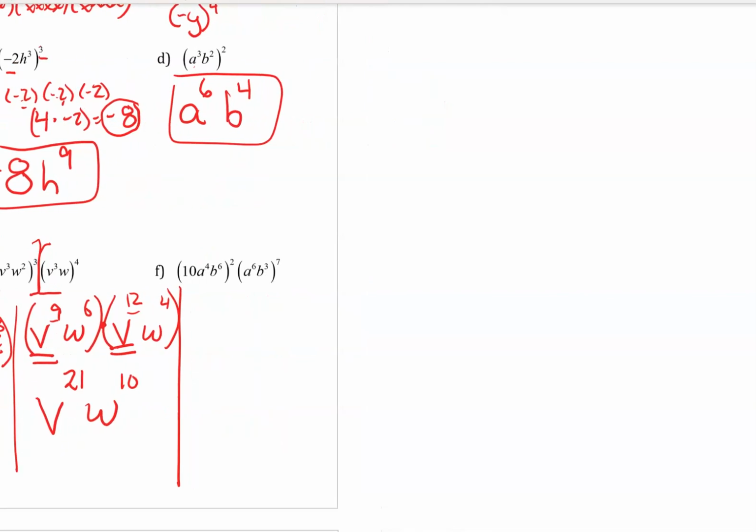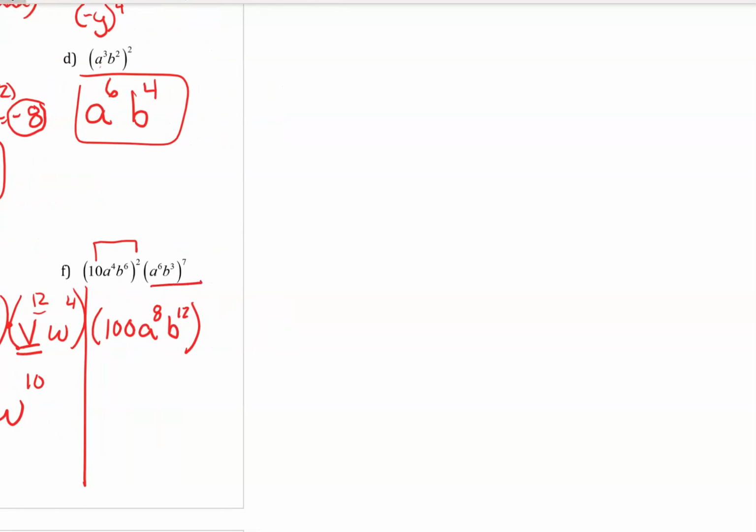For letter F, first, 10 squared, 100. A to the 4th to the 2nd. Multiply the exponents together, a to the 8th. B to the 6th to the 2nd. Multiply those exponents together, b to the 12th.